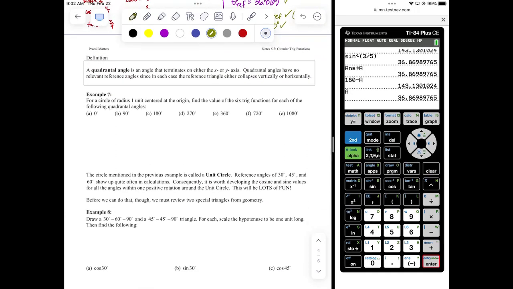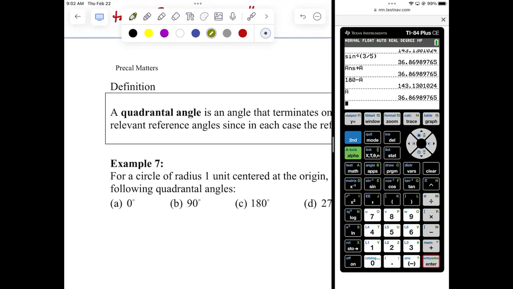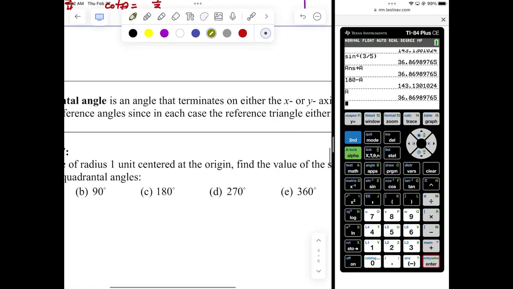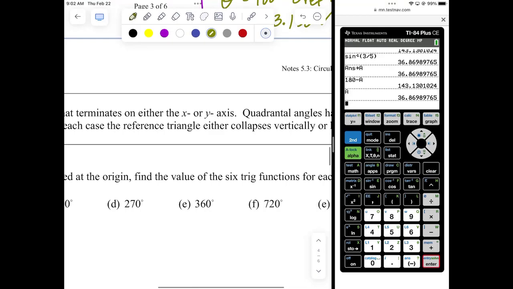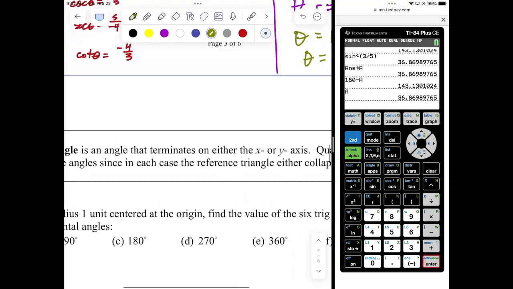I've already given you this definition, but here it is in a box, right? When it's in a box, that means it's more formal, and it could be donuts. I don't think this one's donuts. It is special, though. A quadrantal angle. The accent is on the A. A quadrantal angle. It's an angle that terminates on either the x or y axis. Okay. It's an angle that either terminates on the x or y axis.